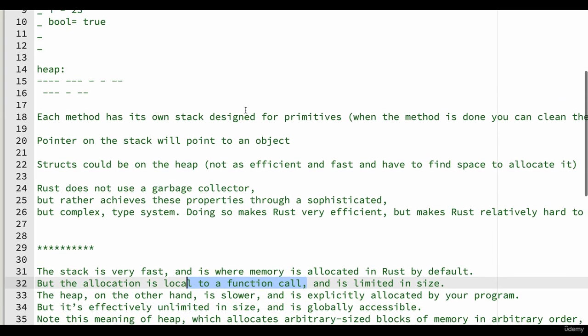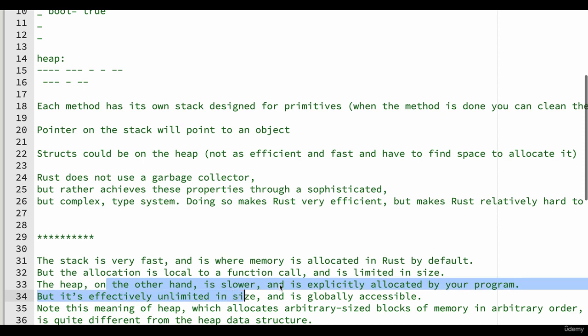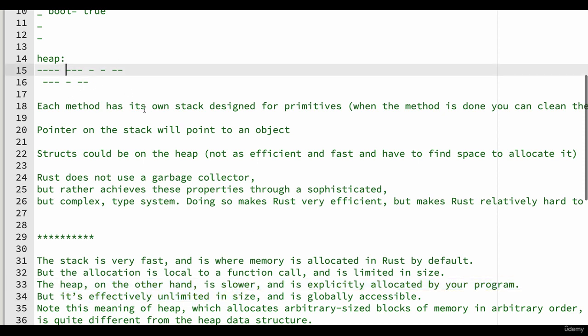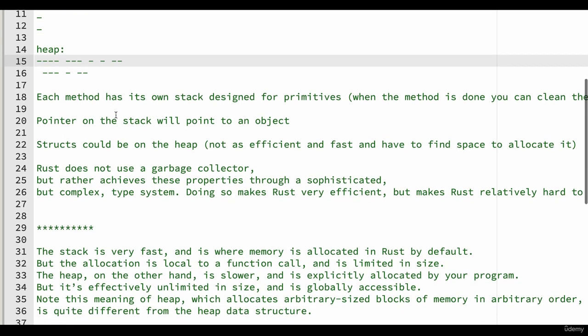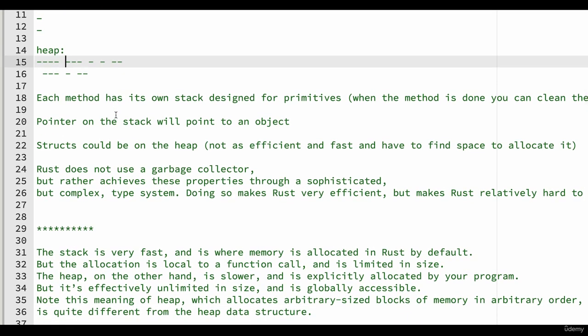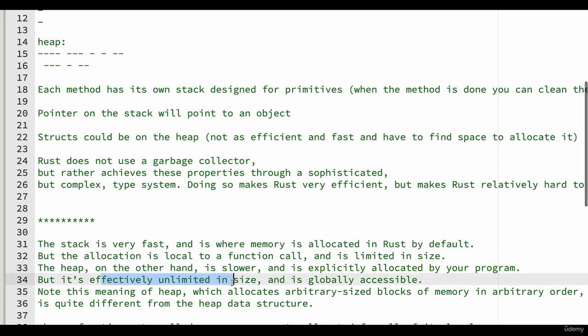Now, the heap, more formally, is slower, because you're trying to figure out where everything is on the heap. That's why you would have pointers that point to things, like structures that you're storing on the heap. You have to explicitly allocate it by the program, but it's effectively unlimited in size and it's globally accessible. So if you're dealing with more complex data types, it could be beneficial to keep something on the heap.